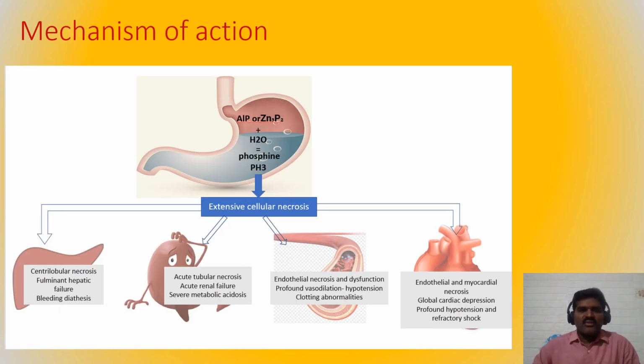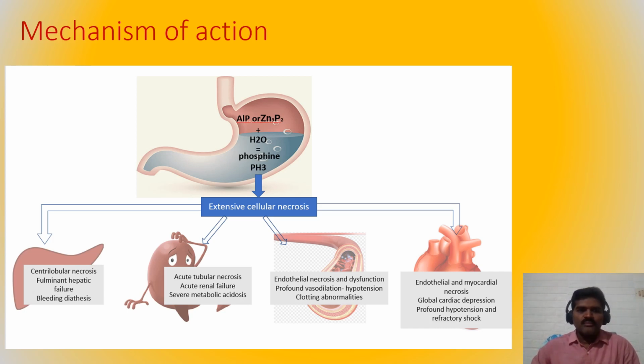Coming to the mechanism of action, as such, aluminum phosphide and zinc phosphide are not poisonous. When they enter the GIT, they combine with water and phosphine gas is released. This phosphine gas is the culprit for all the clinical manifestations. Once the phosphine gas is released, it spreads throughout the body and there is extensive cellular necrosis, especially in areas where the cells are actively dividing.